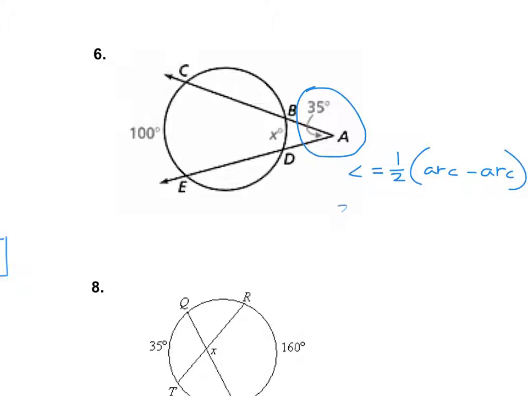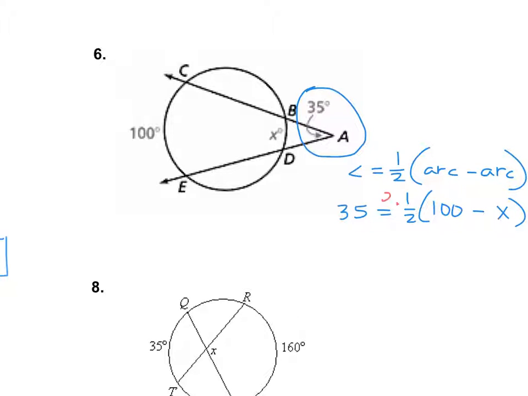So 35 equals half, and then which arc comes first? The 100, the bigger one or the one that's further away? You can think of it either way. So 100 minus x, how do you solve that? Okay, you can distribute the 1/2, but make sure if you do that, you're dealing with 1/2 x. In the end, you got to multiply that by 2 anyway. So I would just get rid of the 1/2 and multiply by 2 right now.